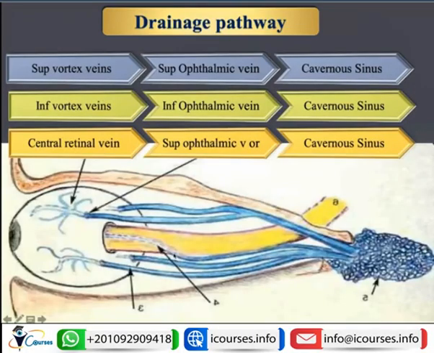So we have the superior vortex veins. They drain to the superior ophthalmic vein to the cavernous sinus. We have the inferior vortex veins, which drain into the inferior ophthalmic vein and the cavernous sinus. The central retinal vein will pass in conjunction with the central retinal artery and leave the eye 12 millimeters behind the globe. It will drain either into the superior or the inferior ophthalmic vein to the cavernous sinus.